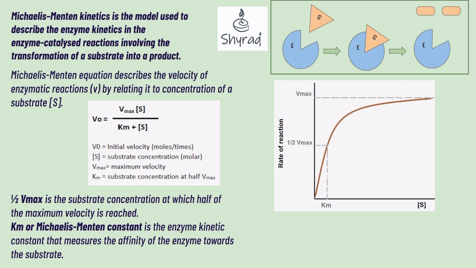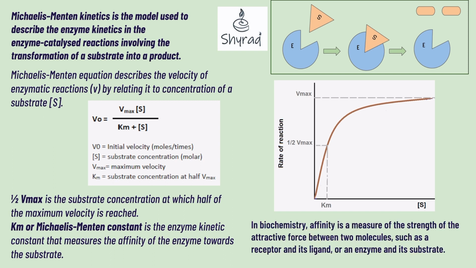Km, or the Michaelis-Menten constant, is the enzymatic kinetic constant that measures the affinity of an enzyme towards the substrate. In biochemistry, affinity is a measure of the strength of the attractive force between two molecules, such as a receptor and its ligand, or in our case, an enzyme and its substrate.